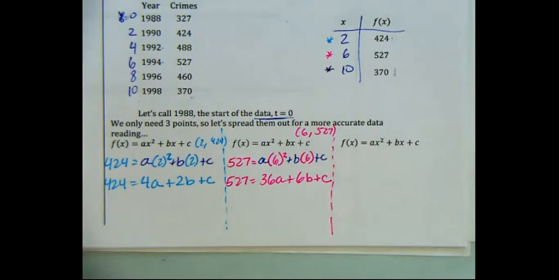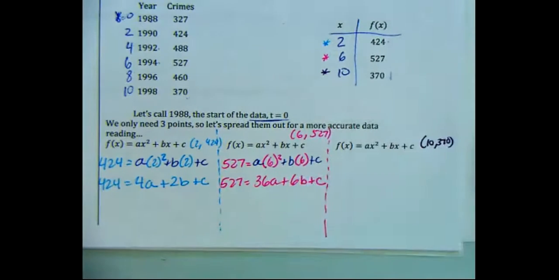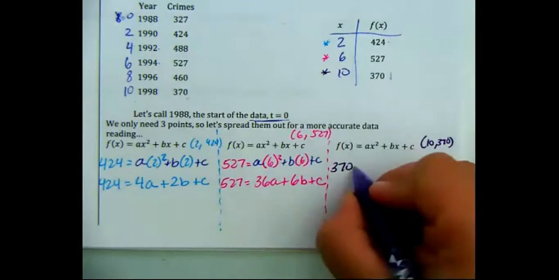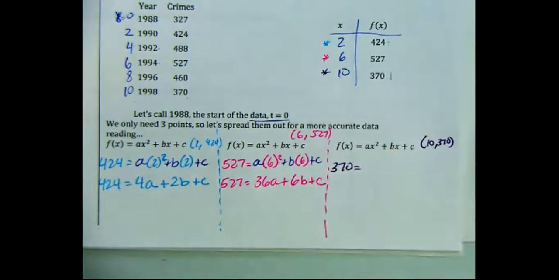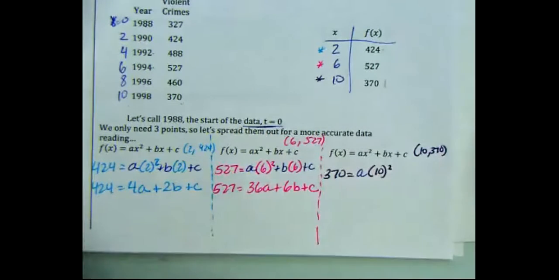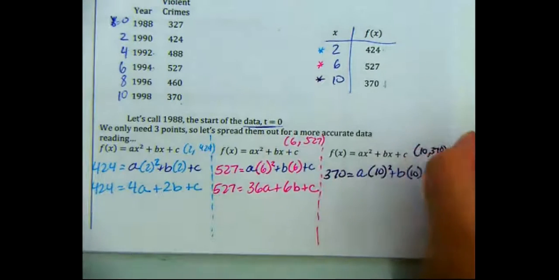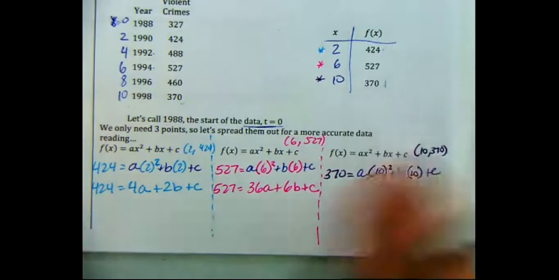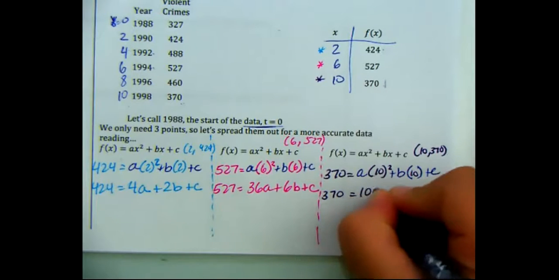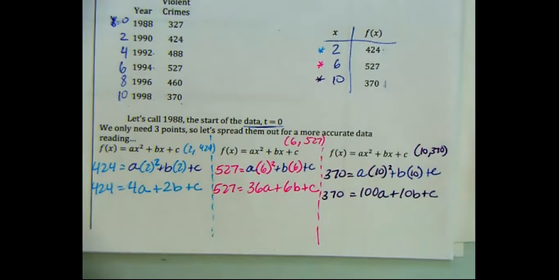Okay, and then my third equation, I'm using again my 10 and 370 now. So again, 370 goes in for my f of x, so that's 370 there, is equal to my a times 10 squared now, plus b times 10 plus c. Okay, simplify that. I get 370 is equal to 100a plus 10b plus c.